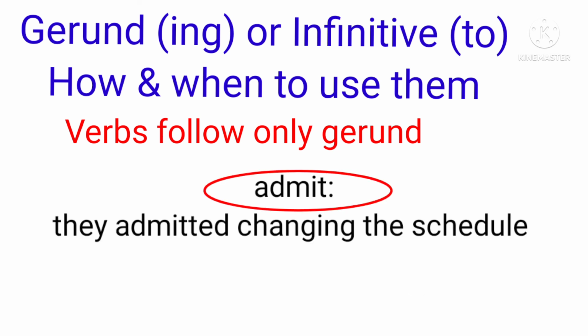Admit. The word admit also follows a gerund. After admit, the verb must be -ing, because this is a gerund. Why? Because the verb admit always follows a gerund.